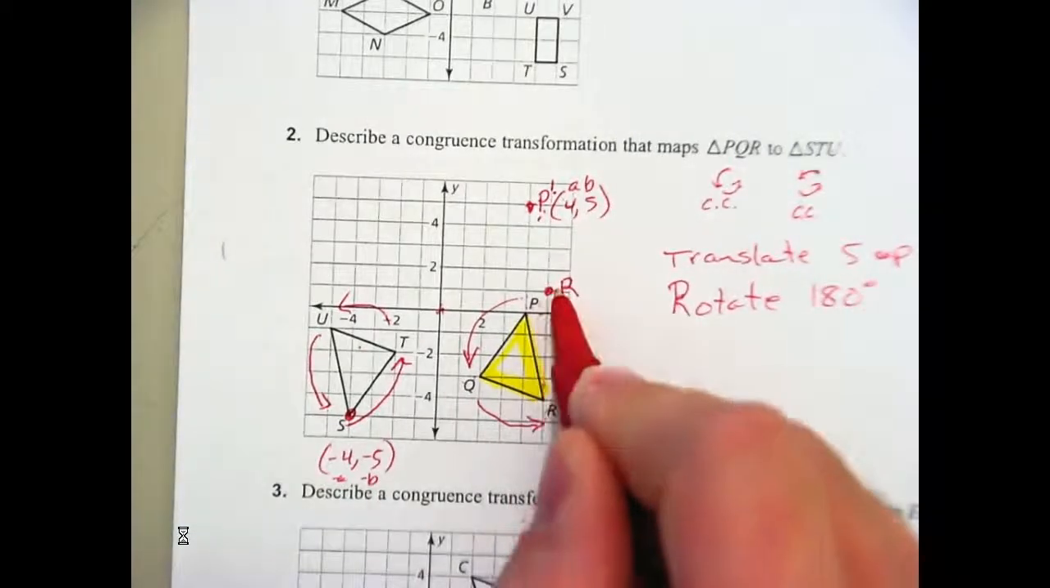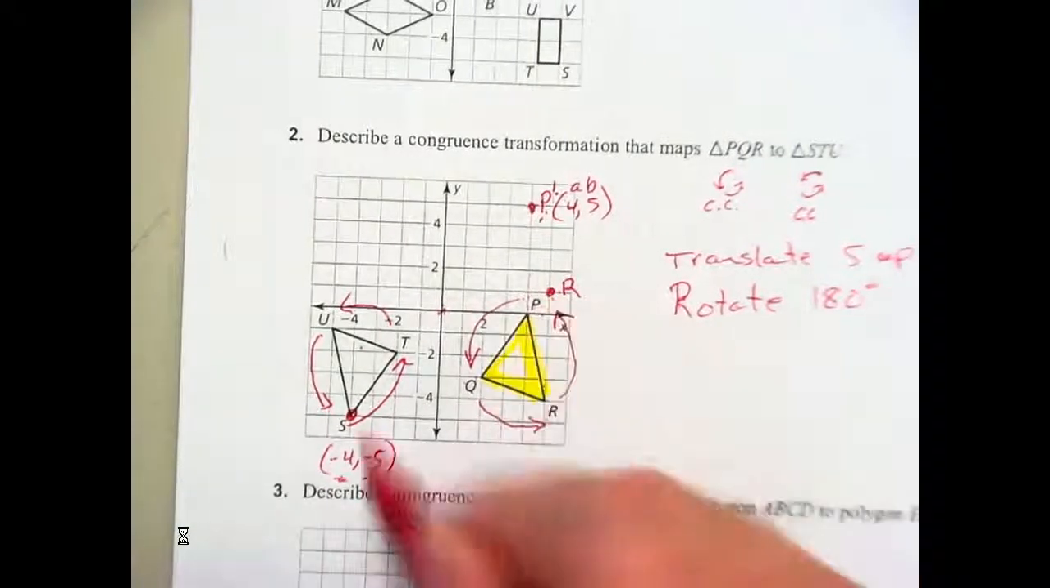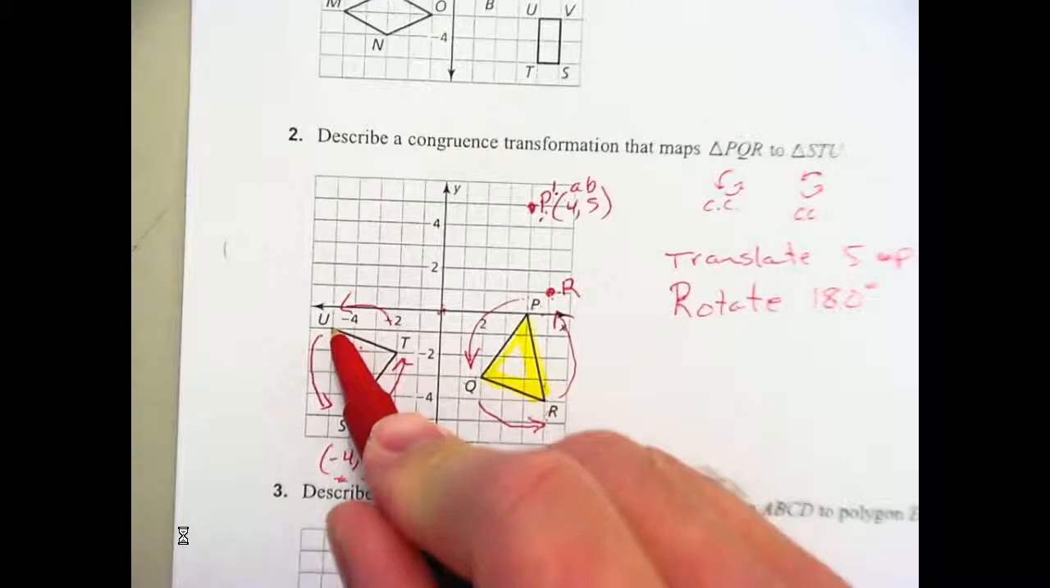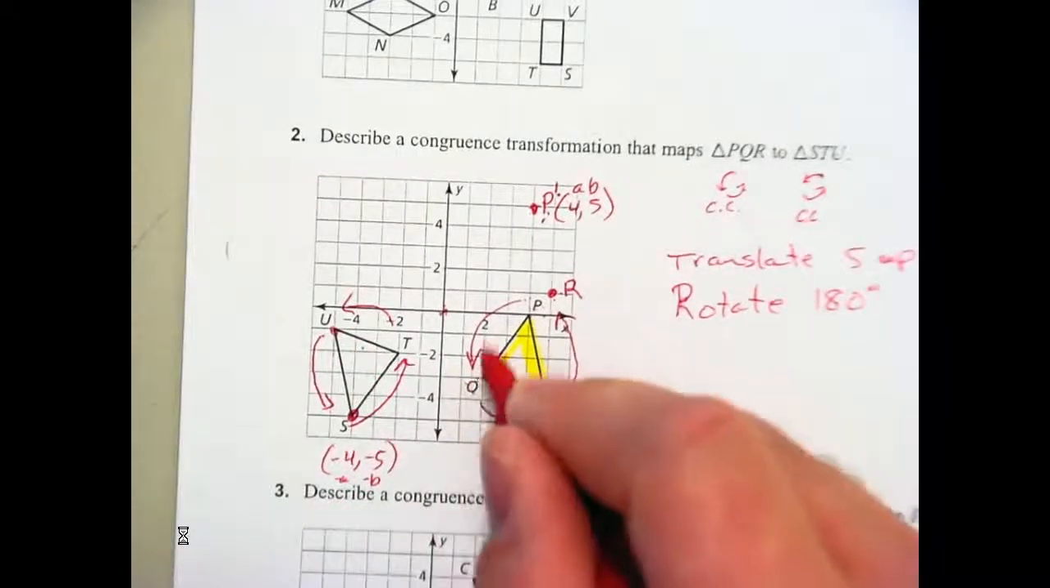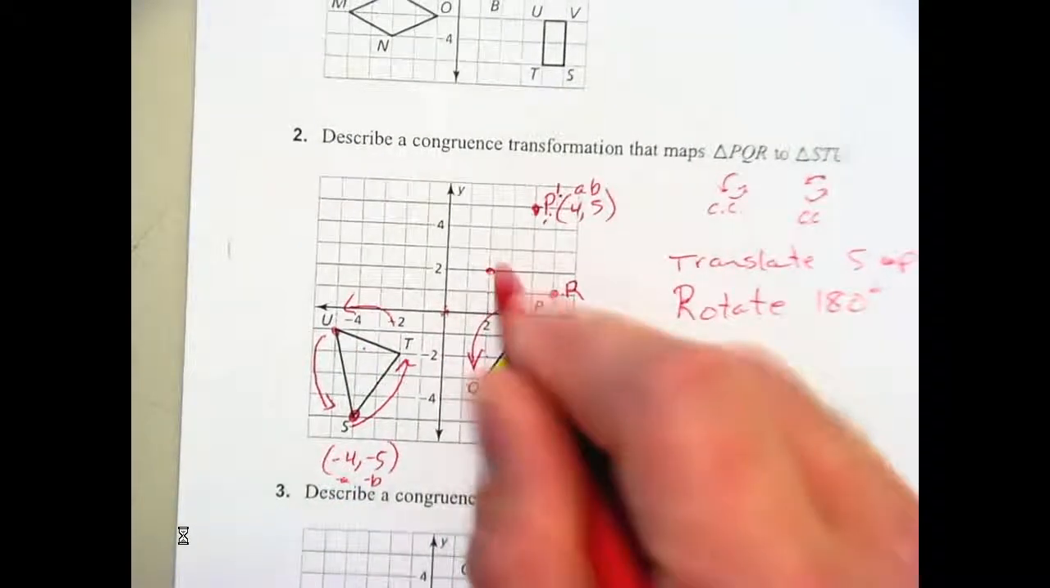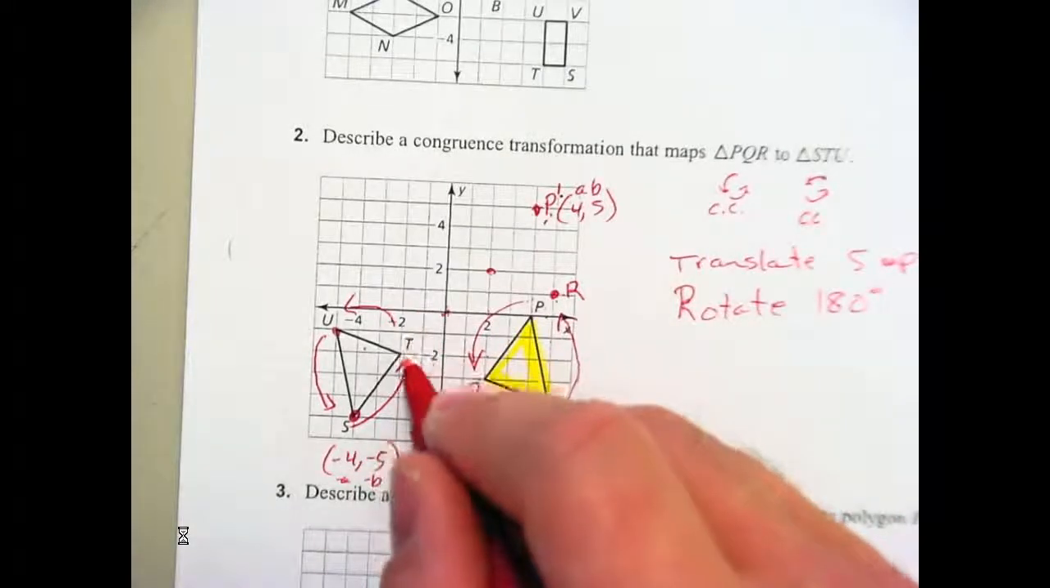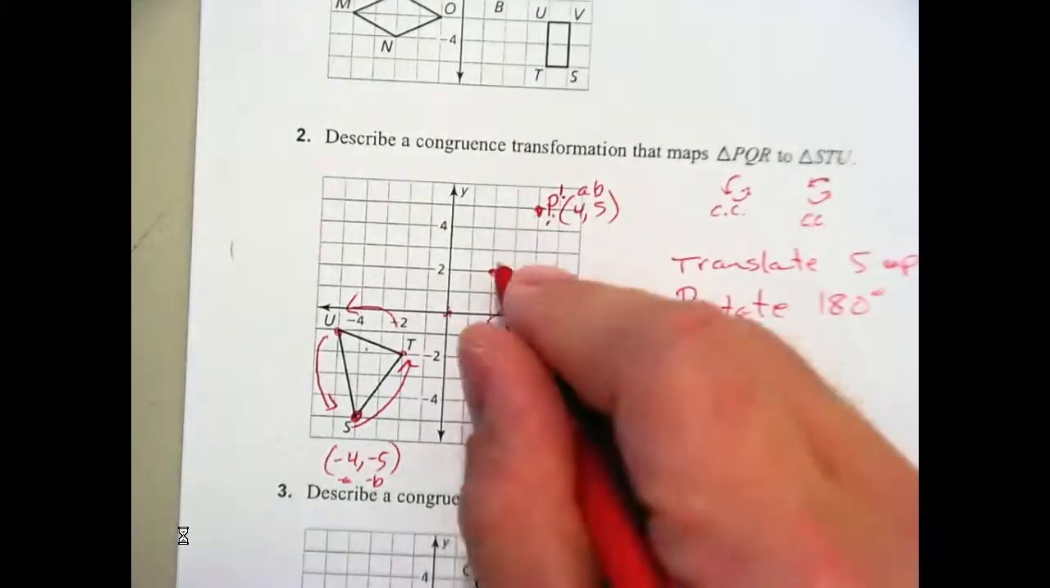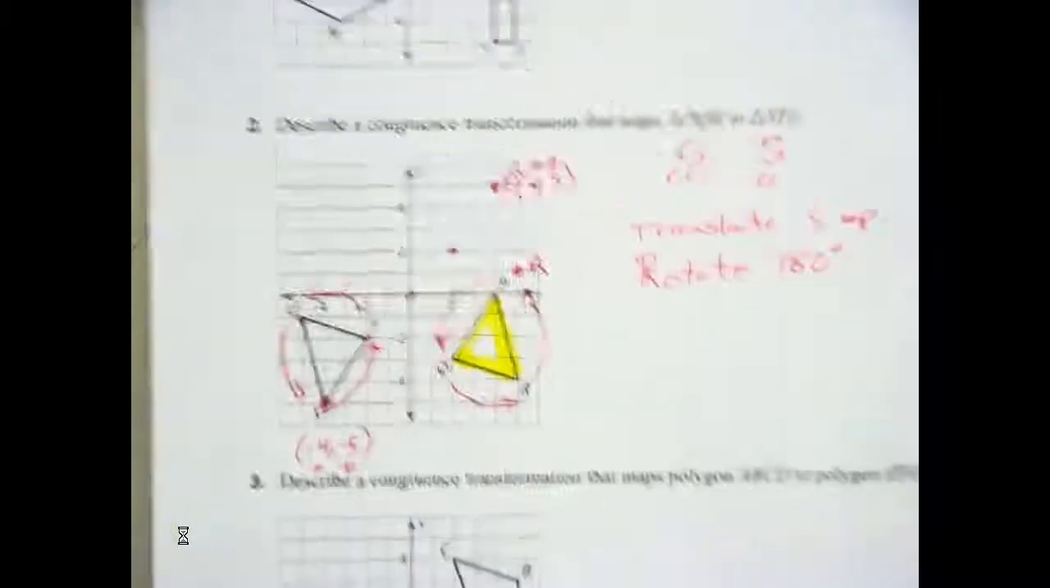Okay, so you have 5, 1, and -5, -1. So that works out. And you have 2, 2, and -2, -2. That works out as well. All right. Think about orientation.